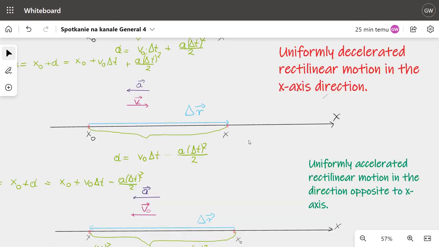Here we have uniformly decelerated rectilinear motion in the direction of x-axis. Coordinate of final position equals x0 plus distance d. It is equation for distance. So, coordinate of final position equals to this.